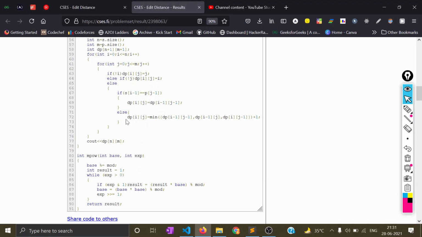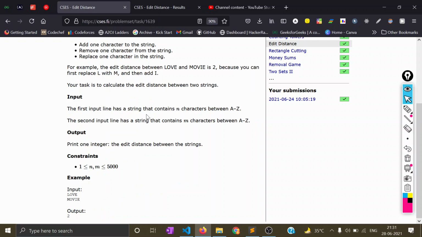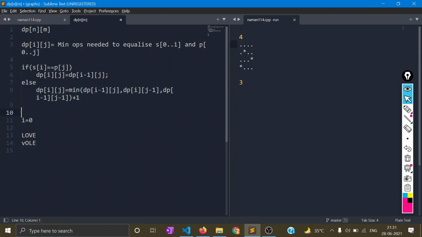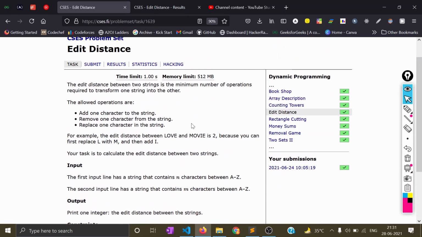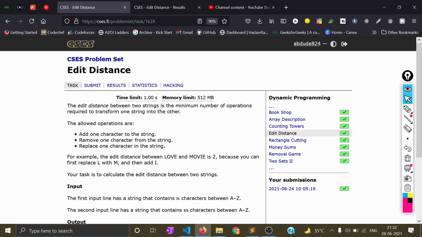And our answer would be dp[n][m]. The final answer would be dp[n][m], because that gives us the minimum operations needed to equalize S up to n and P up to m. So I think it was a very simple question. If you know the longest common subsequence problem, then it would be a piece of cake for you if you know LCS.